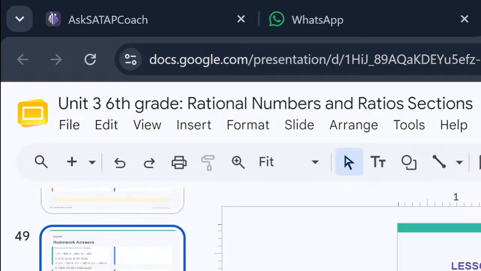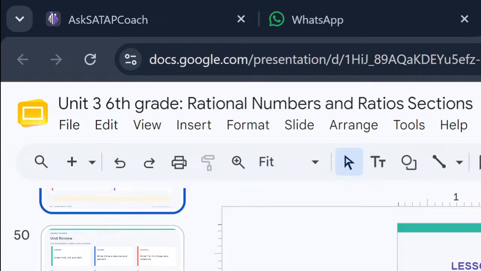Okay. Homework answers. Check your work and correct any mistakes. Number 1, $6 to $36, $9 to $54, 12 to $72. Number 2, 2 to 5, 4 to 10, 6 to 15, 8 to 20. Number 3, 2 hours to 120 miles, 3 hours to 180 miles, 5 hours to 300 miles. Number 4, 3 is to 18, 2 is to 5, 60 is to 1, miles to hours. Number 5, each row is made by scaling both quantities by the same factor.